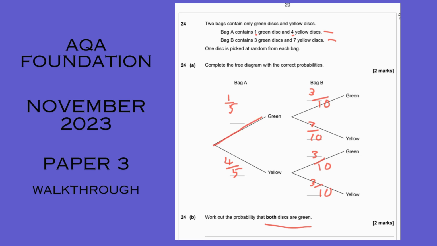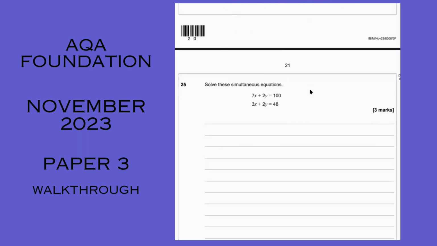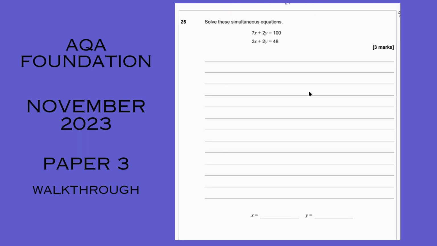That's top branch, top branch. It's this one we require. And when you move down branches in probability trees, you should be multiplying. So correct answer, 3/50ths. What's that, a decimal? 0.06. It's all good. Number 25.